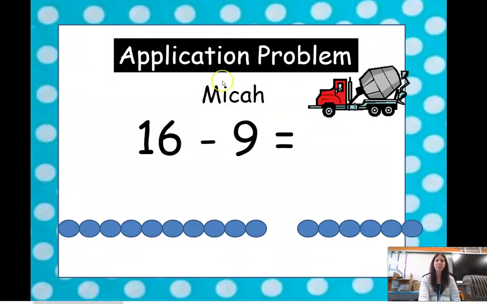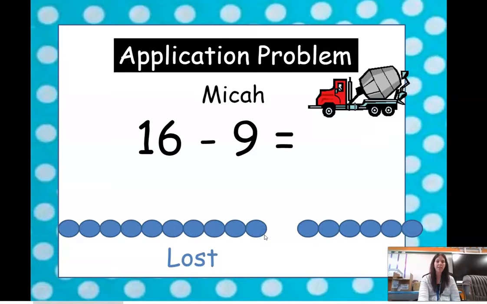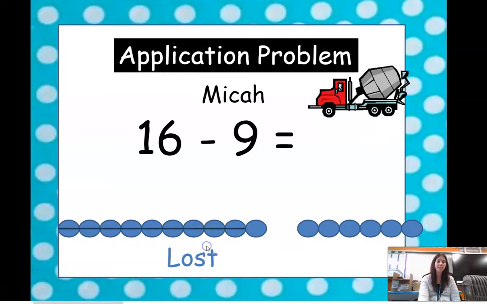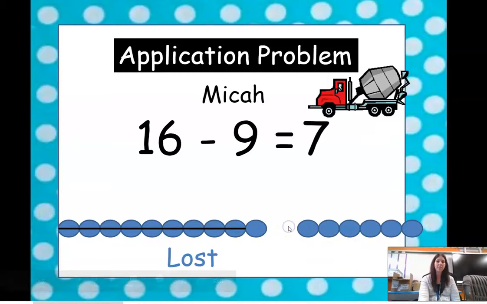So let's look. Here's Micah's trucks. He had 16. He lost 9 of them, so we have 10 and 6 more. And we're going to cross out 1, 2, 3, 4, 5, 6, 7, 8, 9, 10. And he lost 9 of them, so we're going to cross out 9. And this is how many he has left. 7. Right? So Micah has 7 trucks left.